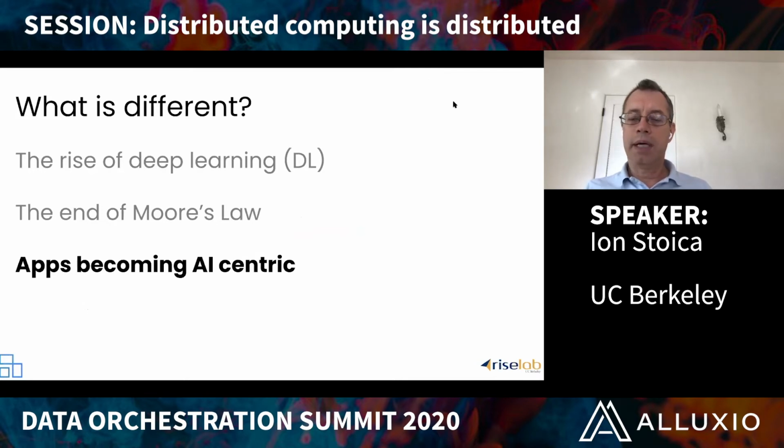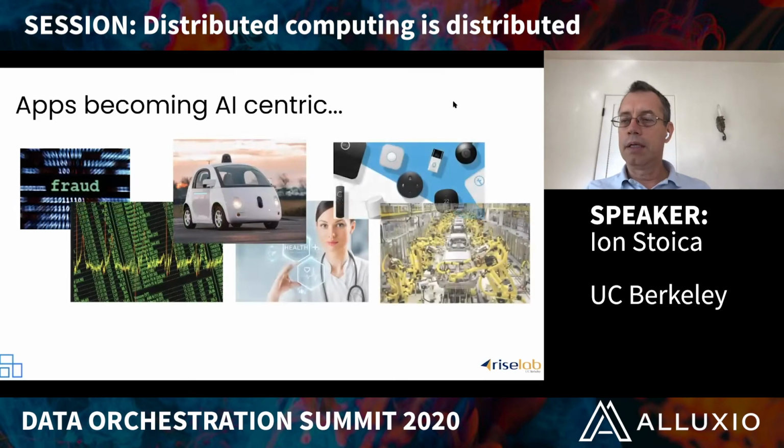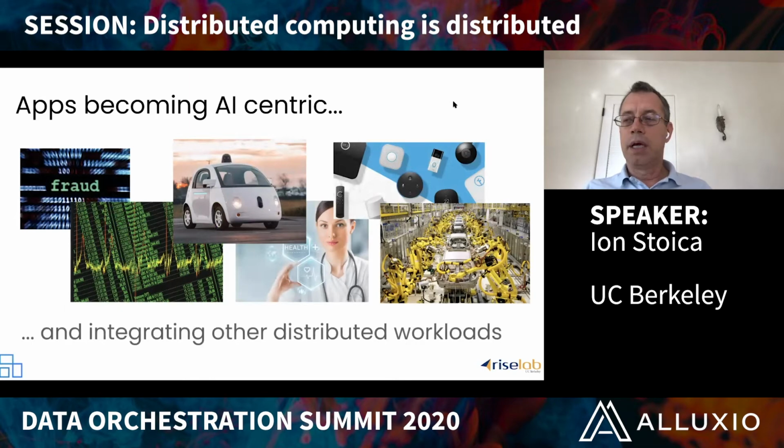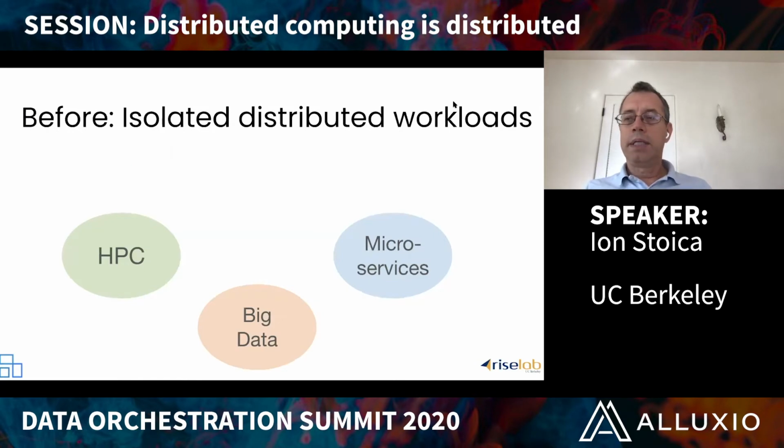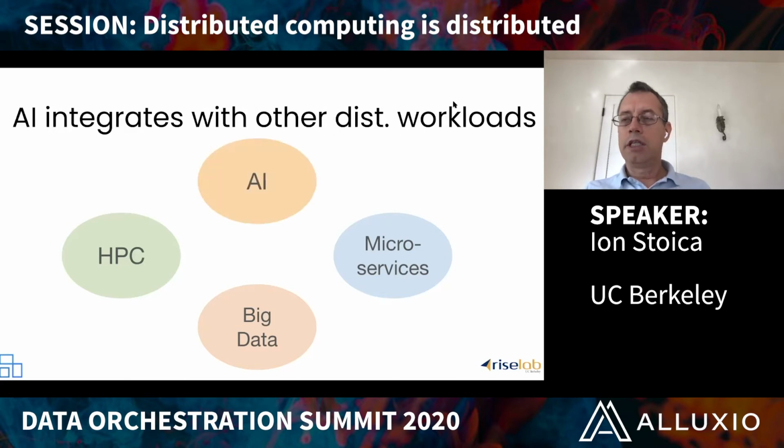Finally, most applications are becoming AI-centric. Indeed, virtually every application today is incorporating elements of AI, including e-commerce, financial applications, manufacturing, healthcare, and many more. Furthermore, more and more of these applications are starting to integrate AI with other distributed workloads. This has not been the case so far. Traditionally, distributed workloads have been isolated. Indeed, HPC, big data, and microservice applications have been using different software stacks and running on different types of clusters. However, this is changing. Not only are applications becoming AI-centric, but more and more of these applications integrate AI with other distributed workloads.